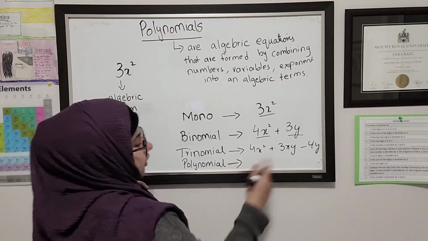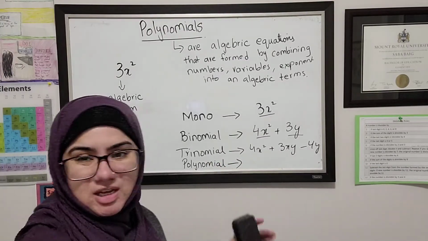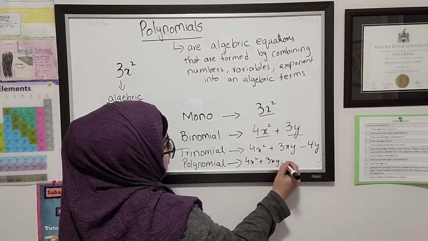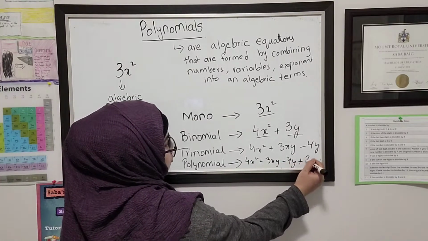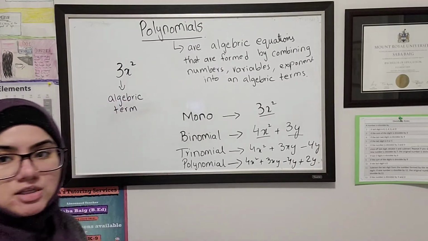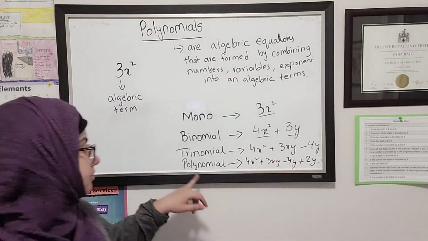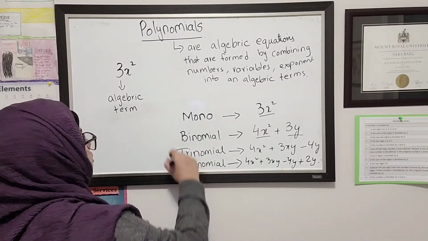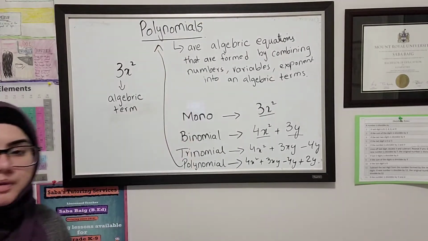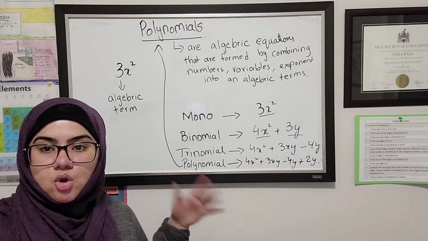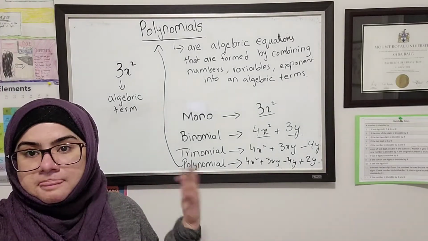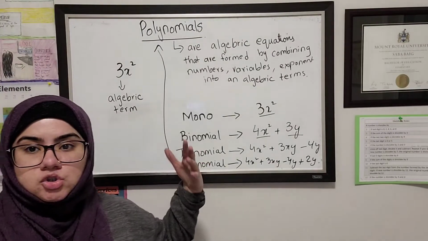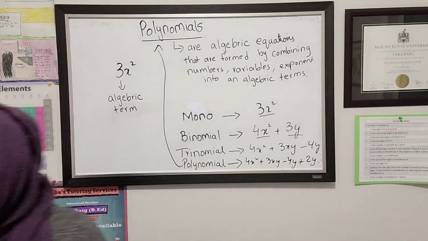So more than three, it could have 4 terms, 5 terms, doesn't matter. So 4x squared plus 3xy minus 4y plus 2y, whatever. If it has 4 or more terms, it's considered a polynomial. That's why the unit is given the name polynomial, because you're going to be solving more polynomials. Now the next thing is we need to learn how to find the degree of the polynomial.